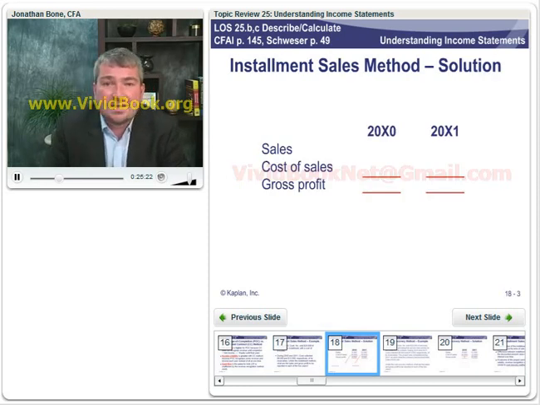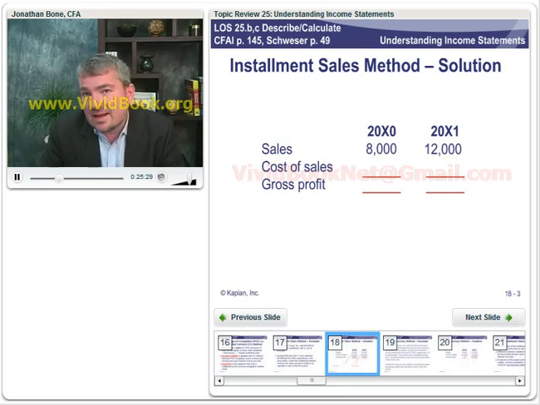Okay, now it's a fairly straightforward process. The sales figure will just be the cash collected in each year. So you've got $8,000 in X0 and $12,000 in X1. The cost of sales, well, we're going to include the cost of sales in proportion to the cash we've collected to date. So in X0, you've received 8/20ths of the total cash, and as a result, you're going to bring in 8/20ths of that cost of goods sold figure.